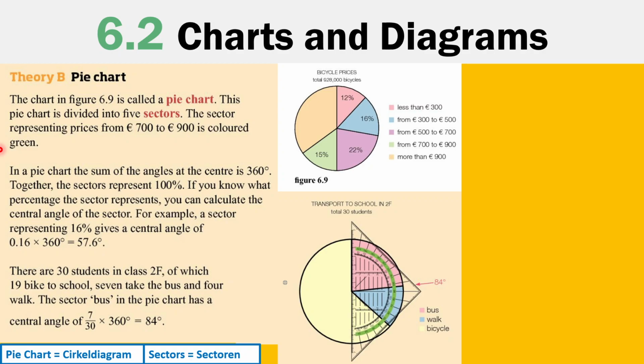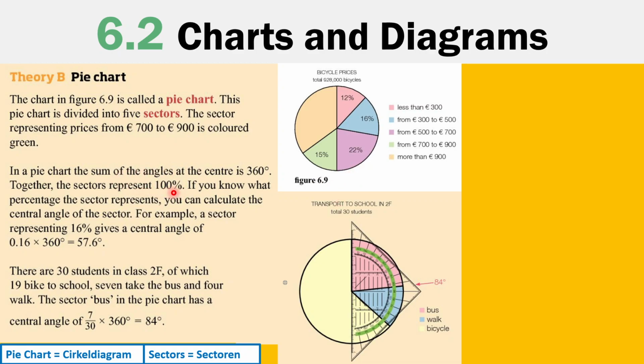A pie chart is always going to be divided into a number of sectors. In this case, for example, here we have 5 sectors, in Dutch sectoren. 1, 2, 3, 4, 5. Again, it's important to label them so we know what each sector represents. And oftentimes you see that the percentage itself is written inside of the sectors, so we can know what percentage they represent. All sectors together in a pie chart always make up 100%.